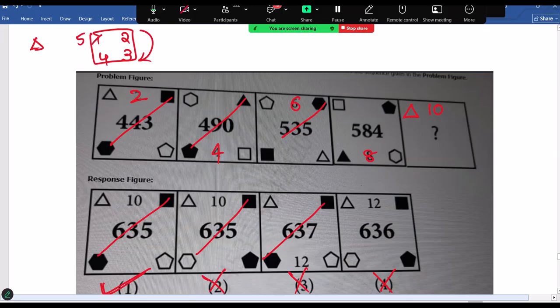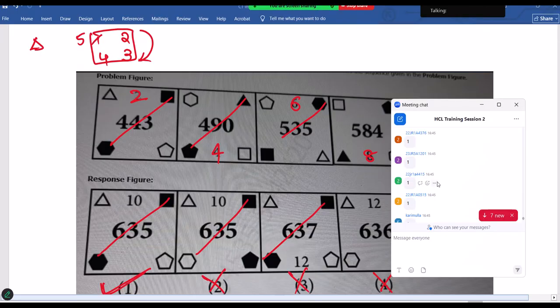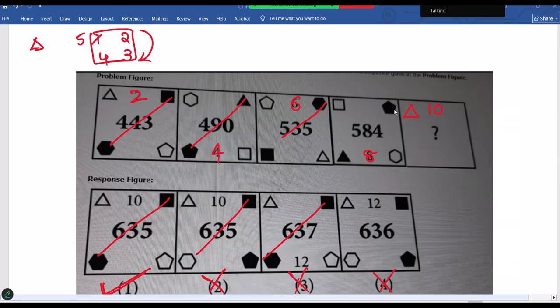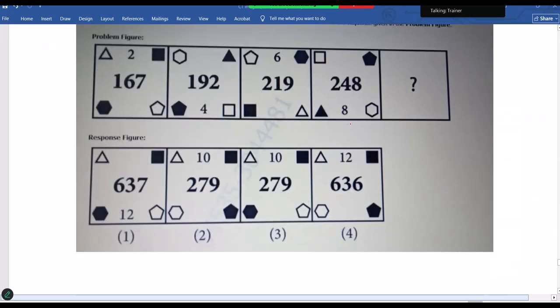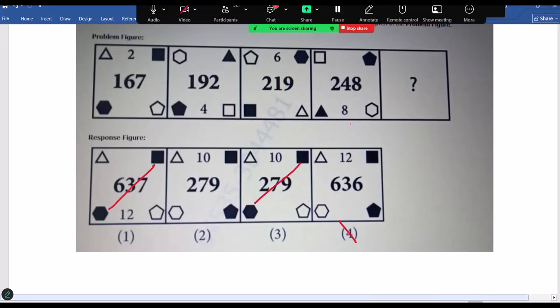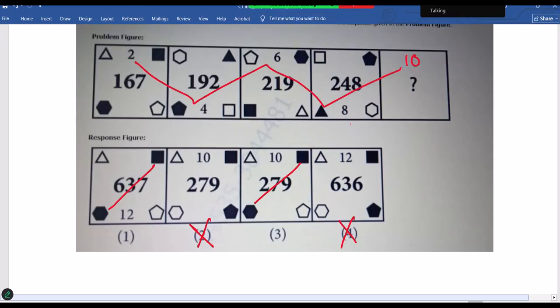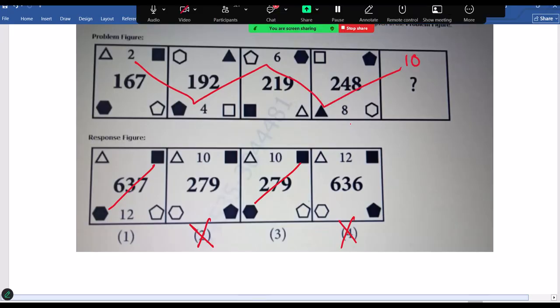First option blindly, diagonal shading is required. Diagonal shading is required. Next, here also same logic, diagonal shading here and here, so rest can be eliminated. Other one, 2, 4, 6, 8, we require 10. We require 10. So this is eliminated. Third one is the answer.